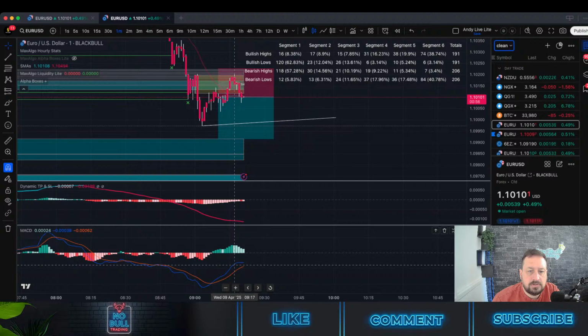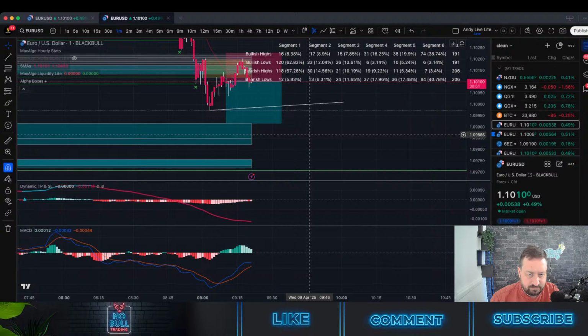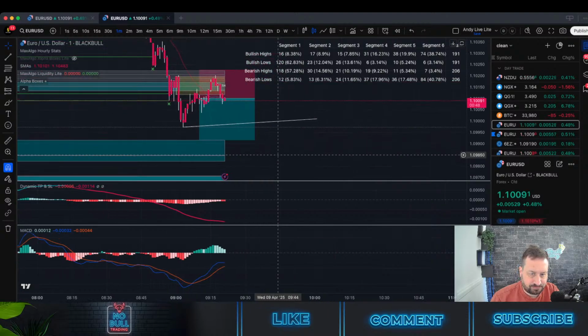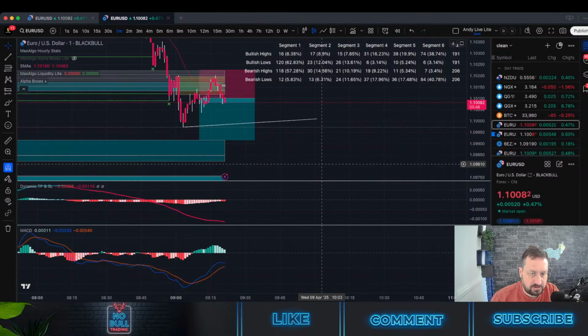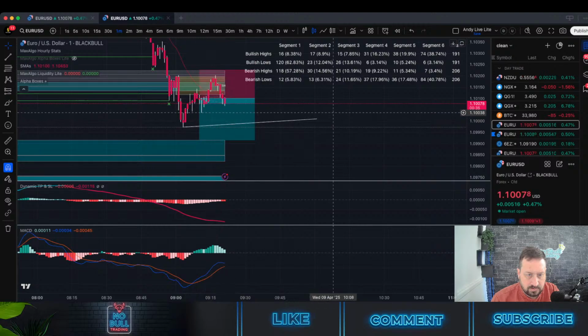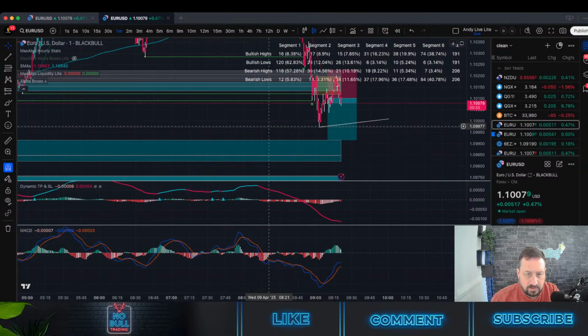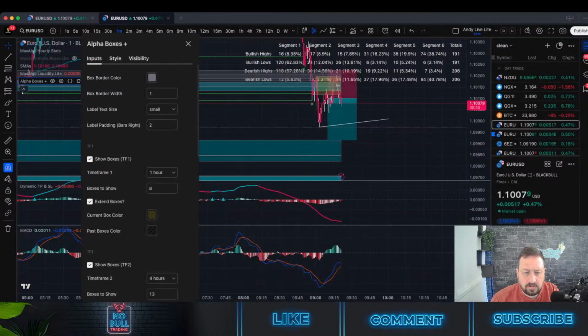See this now? Just wondering if we're going to get a bounce. Come on. Back below the box though, which is great. No levels. Nothing.